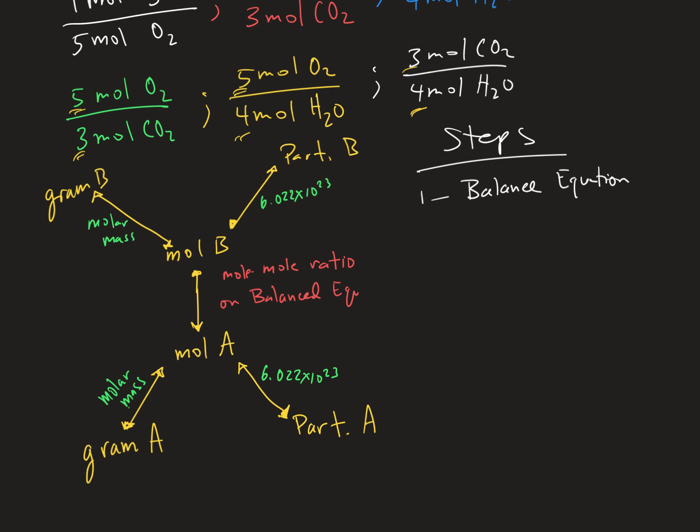Step 2 is we convert the given substance, whatever it is, into moles. Whether we have grams of substance A or particles of substance A, we're going to convert that to moles. Always. Always go to moles. If we already have moles, we can skip that step. Good?